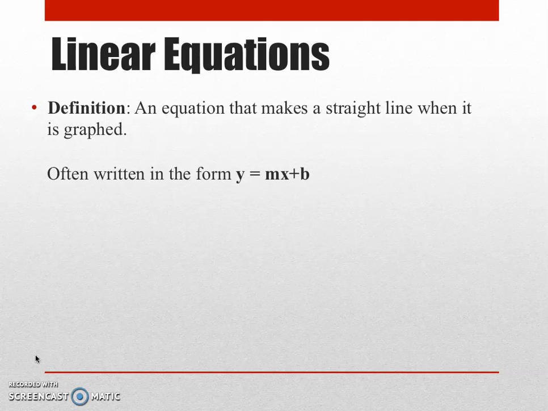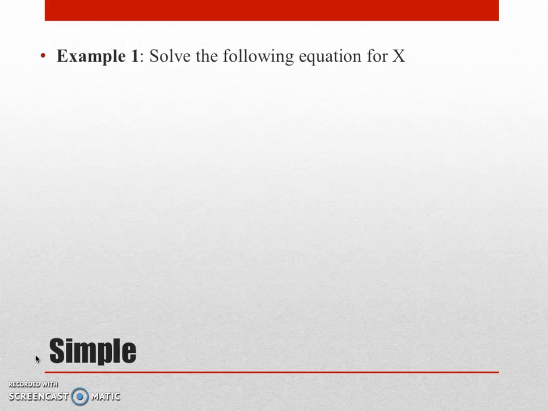Let's see how we can solve linear equations. So let's start with a simple example. We want to solve the following equation for x: 10 is equal to x plus b. Here, if you see, we have different terms in our equation. We have variable terms and we have constant terms. So in order to solve for x, we need to simplify both sides of the equation.